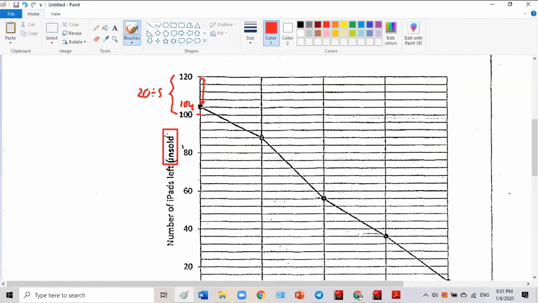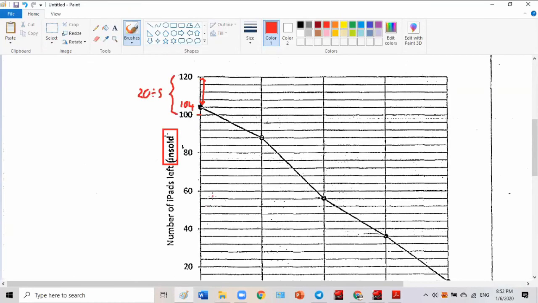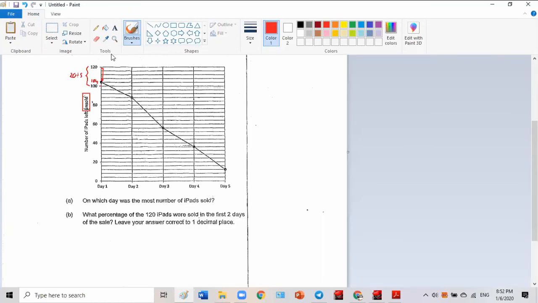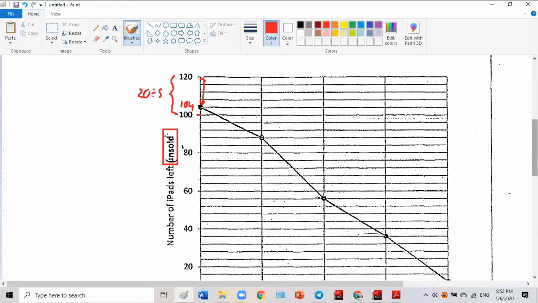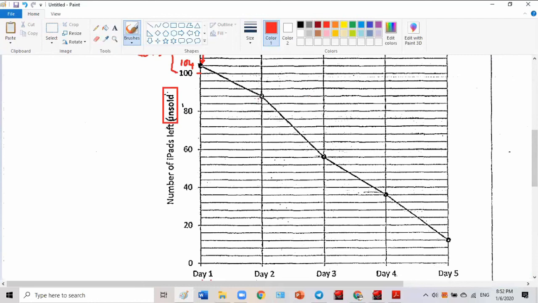120 dropped to 104. So how many on day one? Quick, tell me, Ken. 120 dropped to 104, so 16. Can you all give me the numbers now? Do you understand why I did that? So 104 dropped to what?